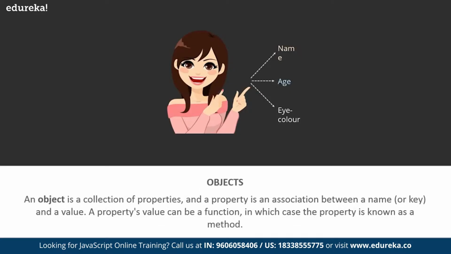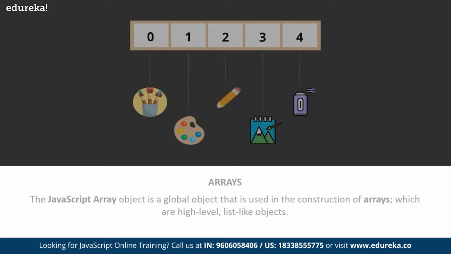Now that you have learned how to declare an object, let's move on and see what arrays are and how you can declare arrays in JavaScript. The JavaScript array object is basically a global object that is used in the construction of arrays, which are high-level list-like objects. In case you have a list of products in a shopping cart, or a list of colors, or a list of items that are used to make a painting, you will need to declare them with the help of arrays.